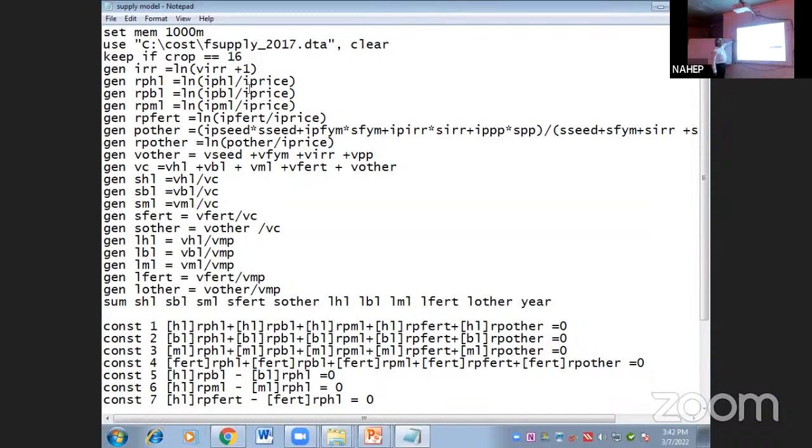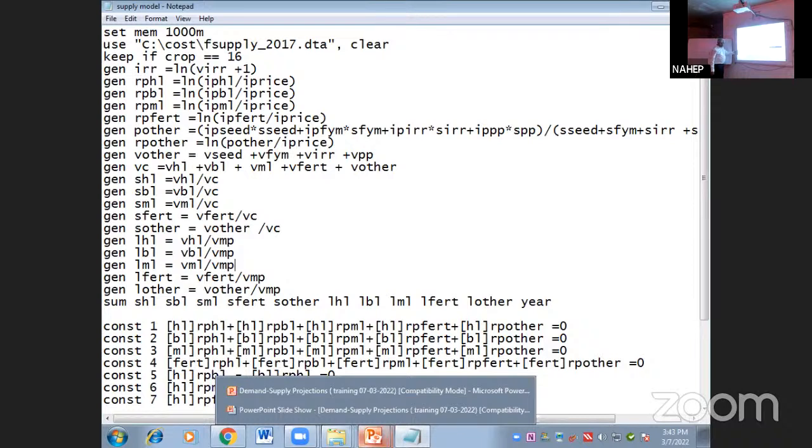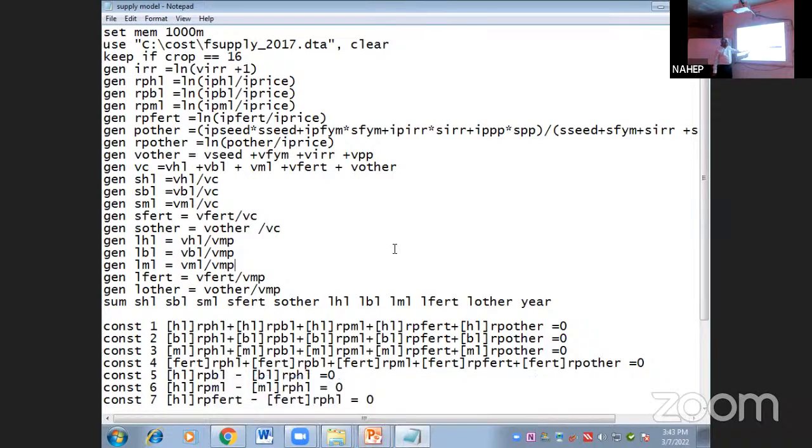Then we compute the share of human labor, share of bullock labor, share of machine labor, share of fertilizer, share of other, meaning value of fertilizer divided by total cost. Then you work it out. Similarly, okay. So these are my dependent variables, right?